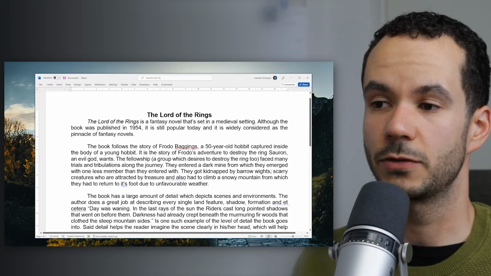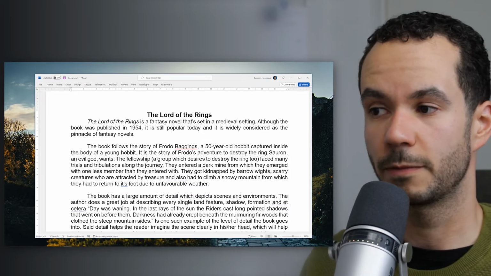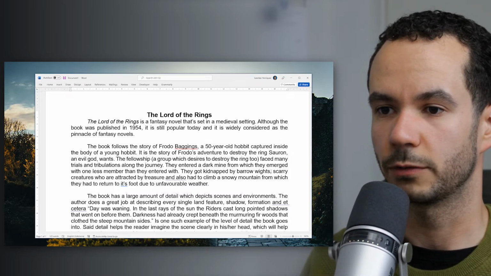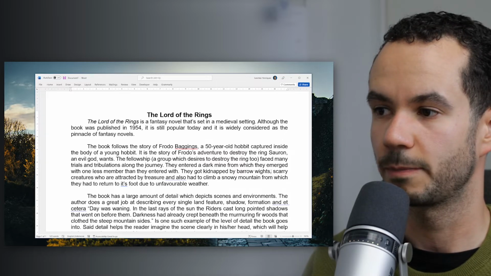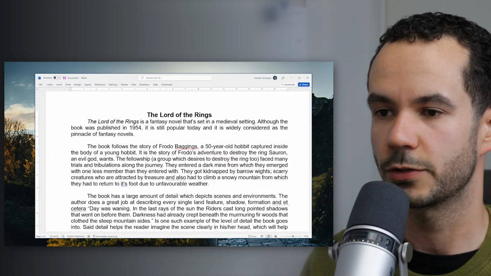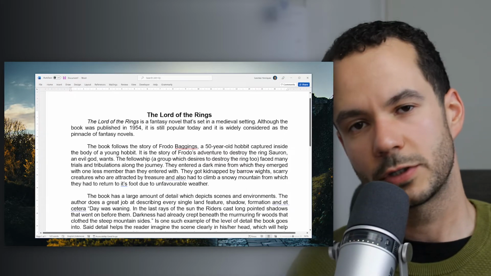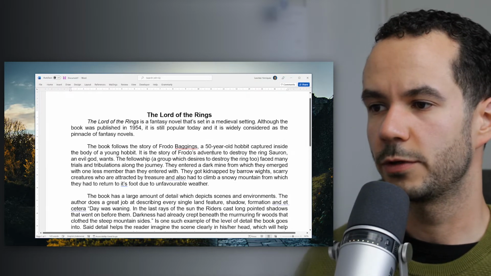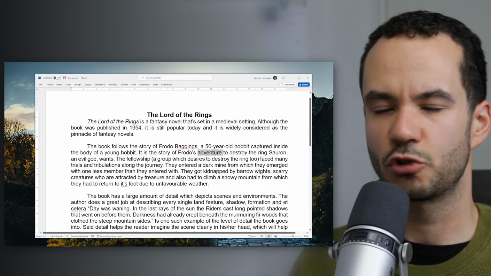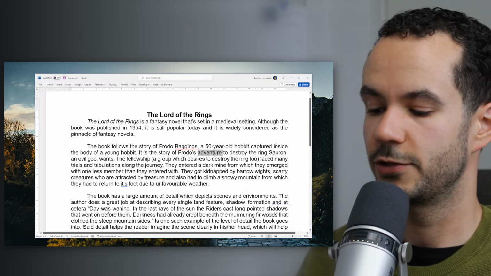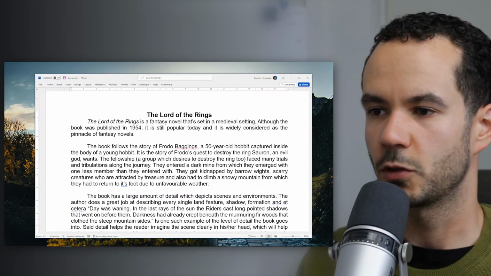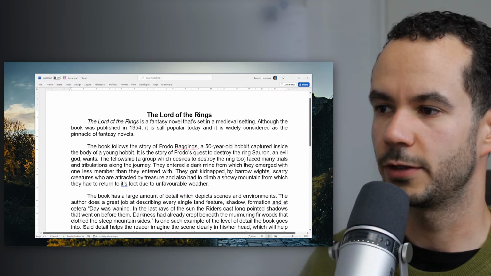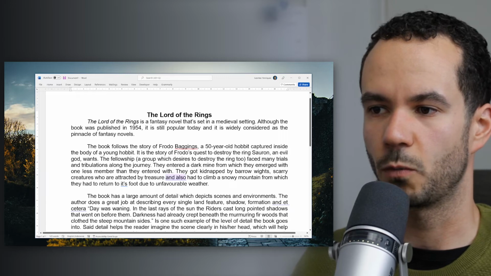And then we get the sentence, it is the story of Frodo's adventure to destroy the ring Sauron, an evil god, wants. And I think this works excellently. Now what we could do is, if we want to improve our language even further, we could use the word adventure and change it into something else. So change it into quest. So it's Frodo's quest to destroy the ring Sauron, an evil god, wants.